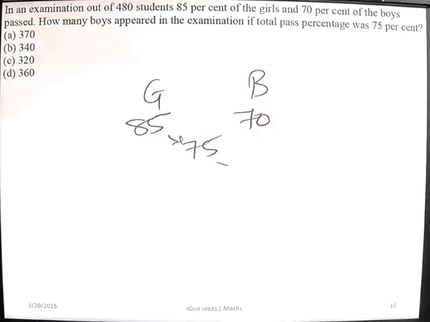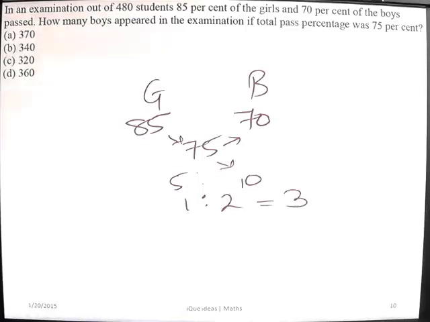Okay, now in an exam out of 480 students, 85% of the girls and 70% of the boys passed. So how many boys appeared in the exam if the total pass percentage was 75? Well, girls and boys, girls is 85%, boys is 70%. For the total, the pass percentage works out to be 75. So 85 and 75, the difference is 10, 75 and 70, the difference is 5. So girls to boys are in the ratio of 1 is to 2.